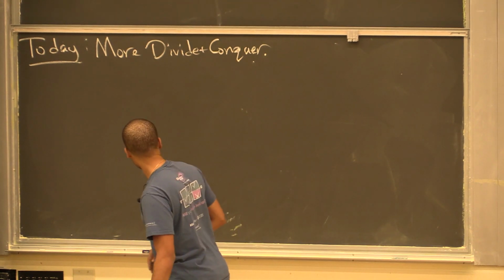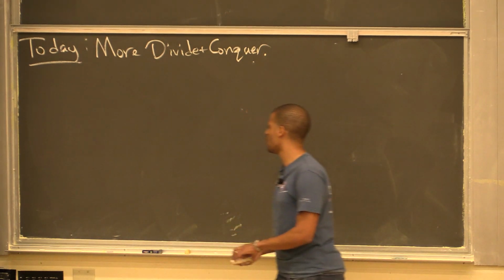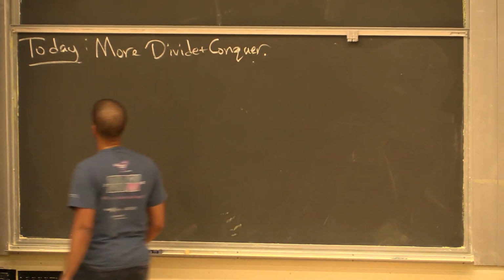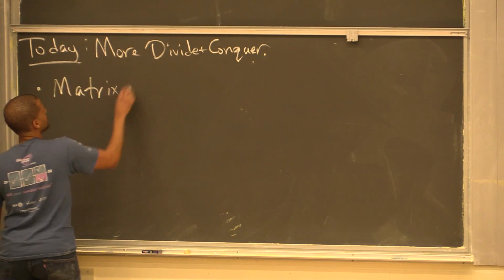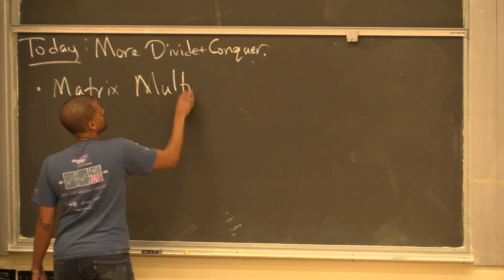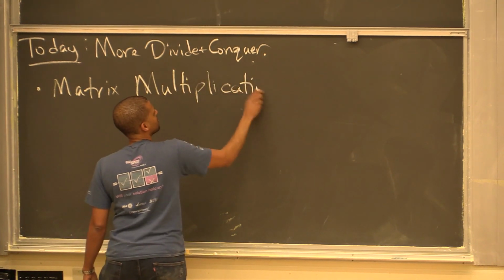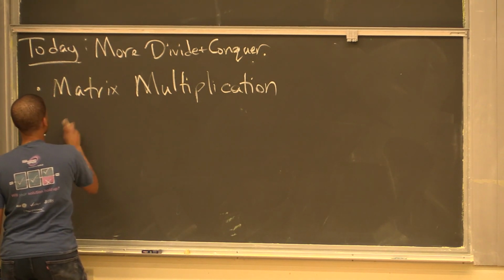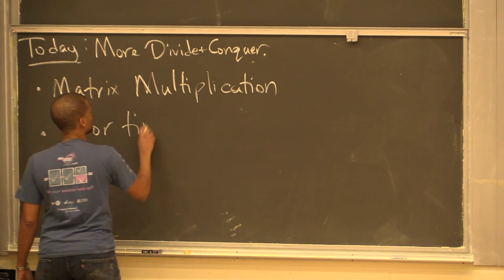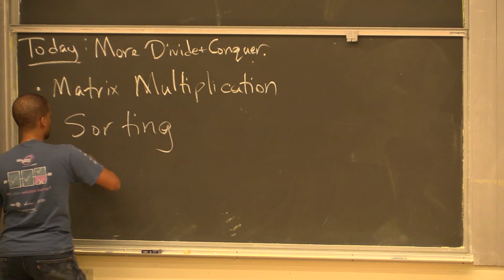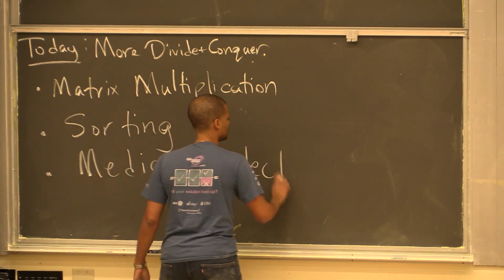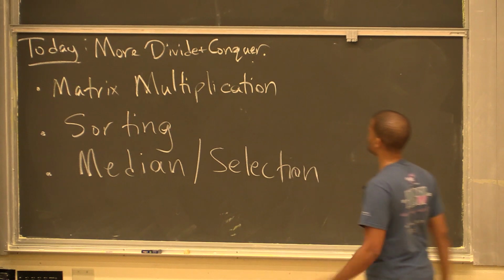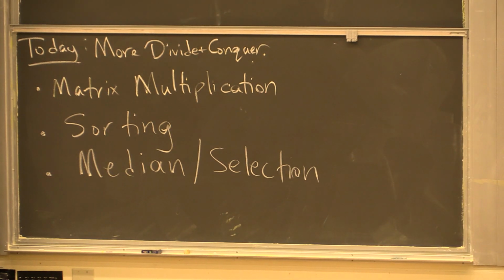So today I want to talk more about divide and conquer. And I started to introduce one of the problems last time. So what are the problems specifically we're going to discuss today? We're going to discuss matrix multiplication, sorting, as well as median finding, or more generally, selection. Okay, so all of these will show divide and conquer algorithms. So matrix multiplication.